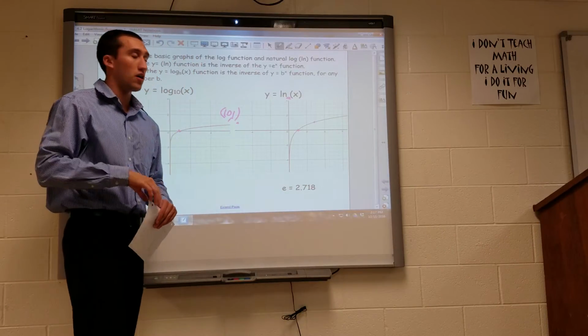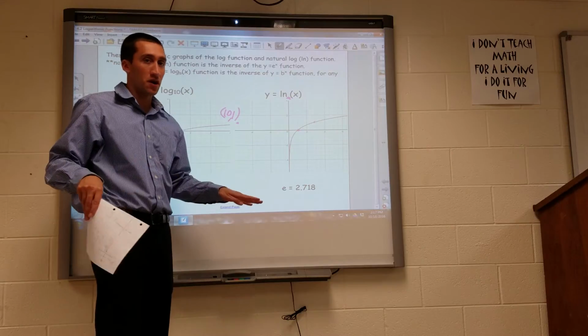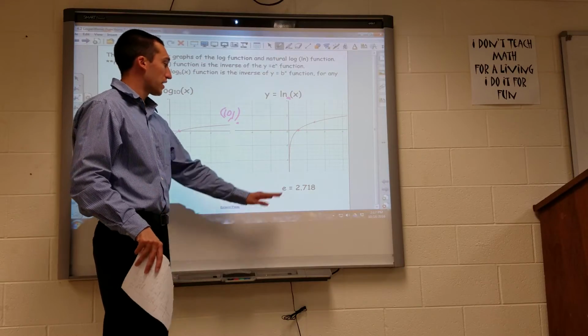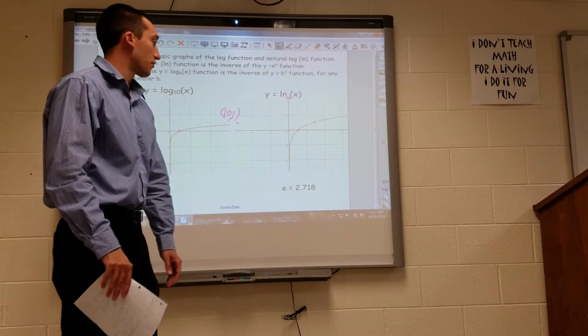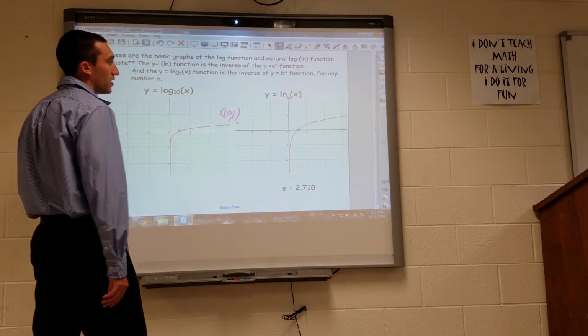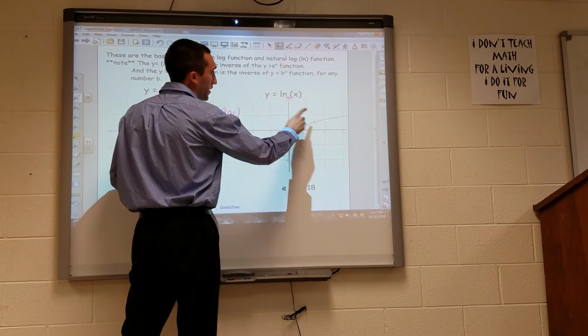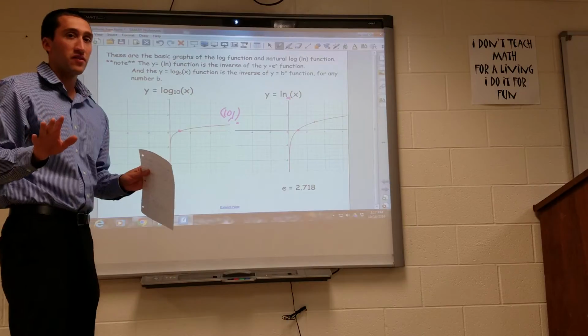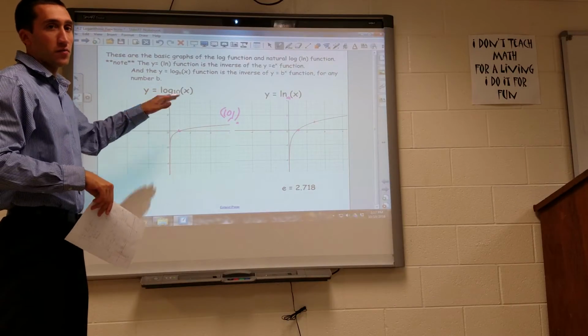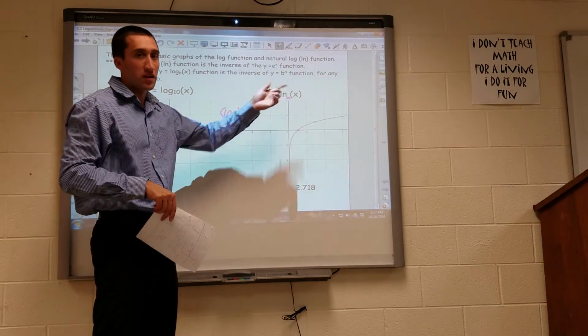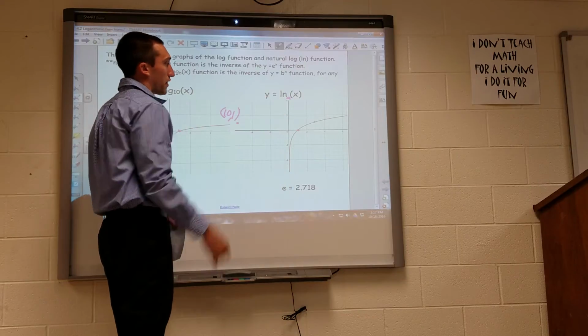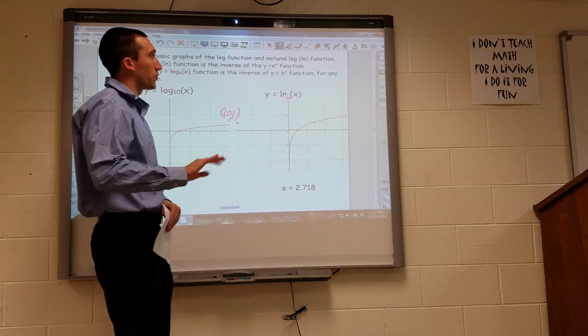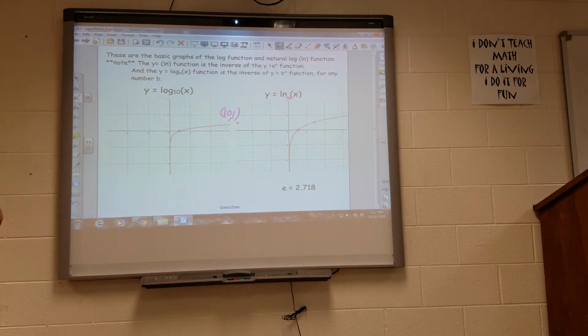I've been saying that all along, how e is just a number. Don't let it freak you out. e is just a number. It approximately rounds to 2.718. So you can see when y equals 1, it does cross at the base, just like it does for logarithms. This is just in base e. And you'll see that connection later on in the chapter.